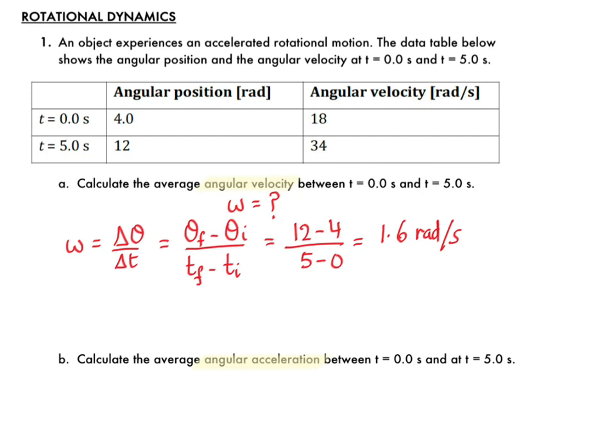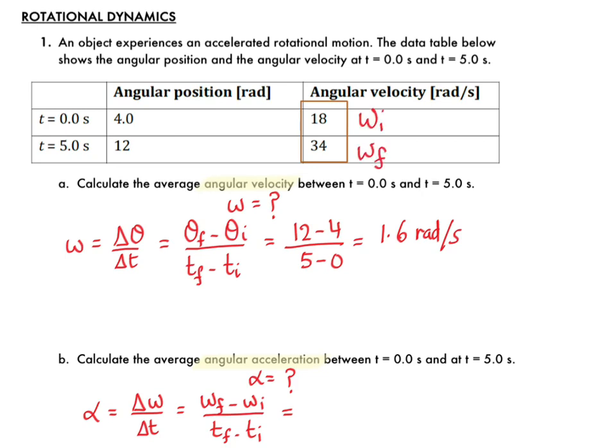Next it is asking for average angular acceleration. So that's alpha. We'll write the formula for alpha, which is delta omega over delta t, omega final minus omega initial over t final minus t initial. And then we look at the table. Angular velocity is given to us. 18 is omega initial, 34 is omega final. Substitute the numbers and get the answer 3.2 radian per second squared.